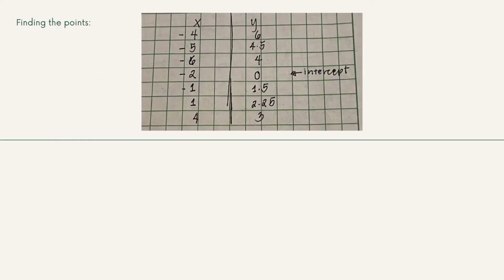And now for x we have negative 4, negative 5, negative 6, negative 2, negative 1, 1, and positive 4. For y, we've got 6, 4.5, 4, 0 is the intercept, 1.5, 2.25, and 3. And now we graph.